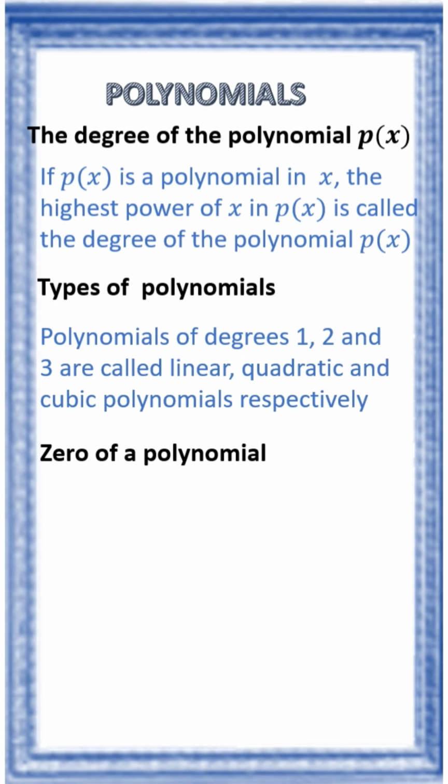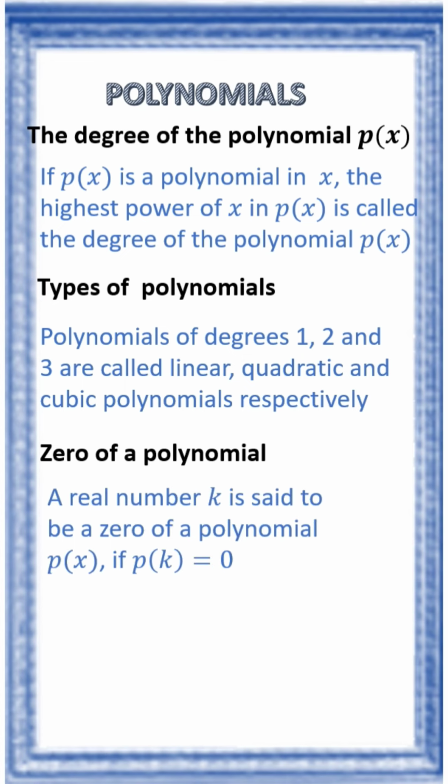What is the zero of a polynomial? A real number k is said to be a zero of the polynomial p of x if p of k is equal to 0. There are two methods to find the zero of a polynomial: factorization method or formula method.